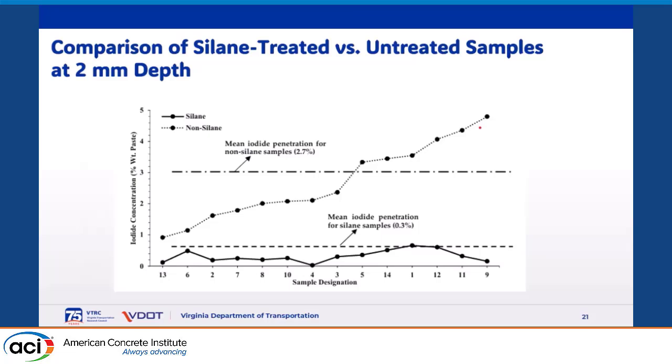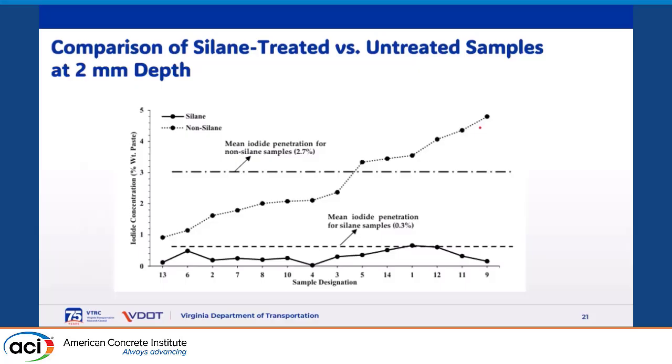I just sorted all the samples, our 14 samples, from the minimum concentration of the iodine to the maximum concentration of the iodine for those samples that are not treated with silane, and those samples that are treated with silane.